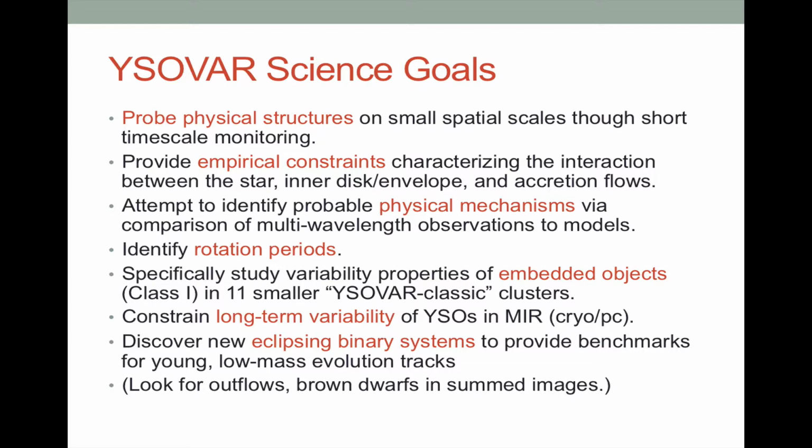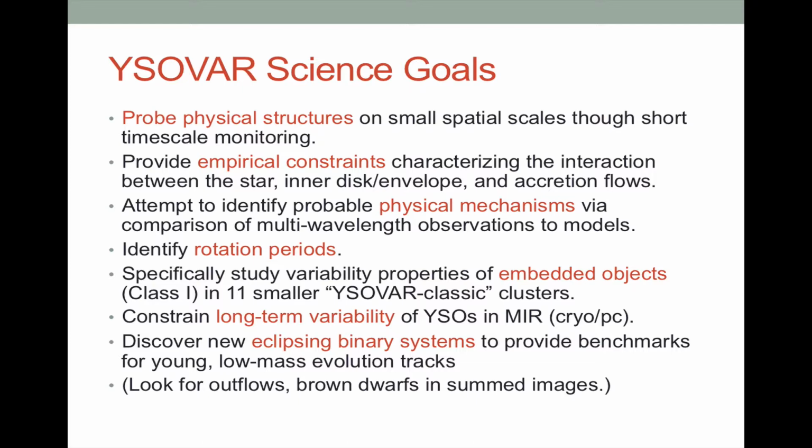We're going to, in the end, be able to provide constraints on how the star, the envelope, and the disk all interact through accretion flows. We're going to try to figure out what is physically causing these in all of these cases, try to interpret these light curves and tie them to physical models. We're going to get a whole bunch of rotation periods.